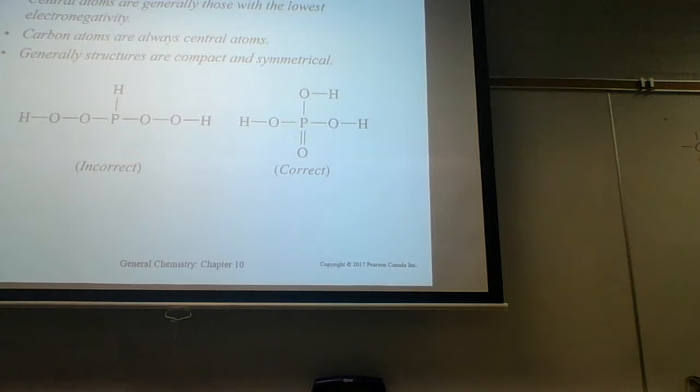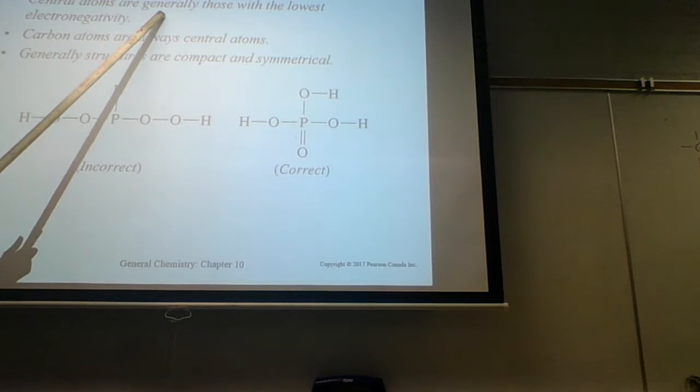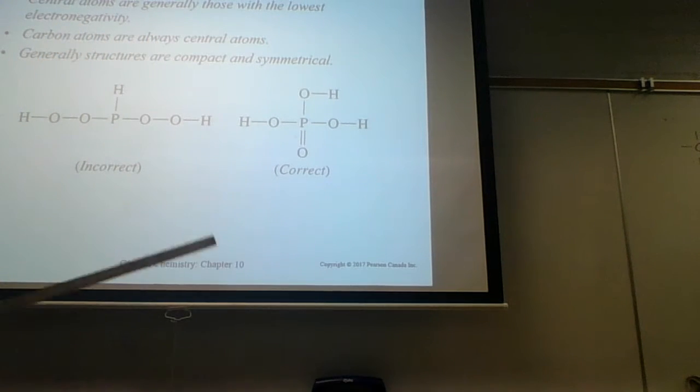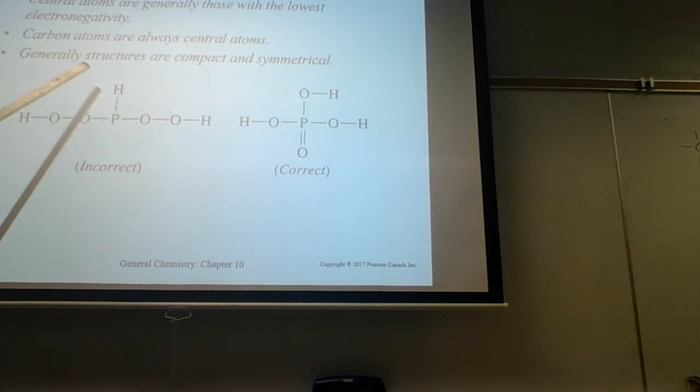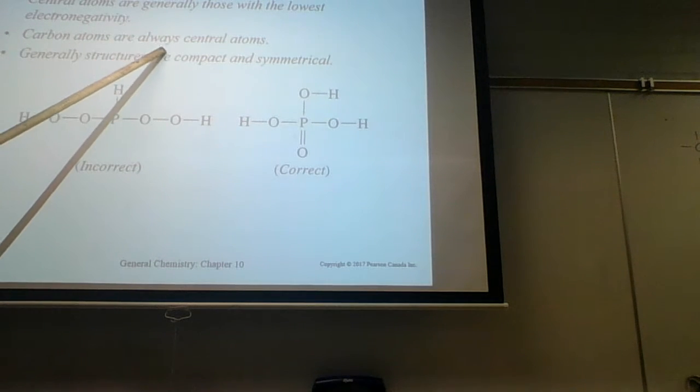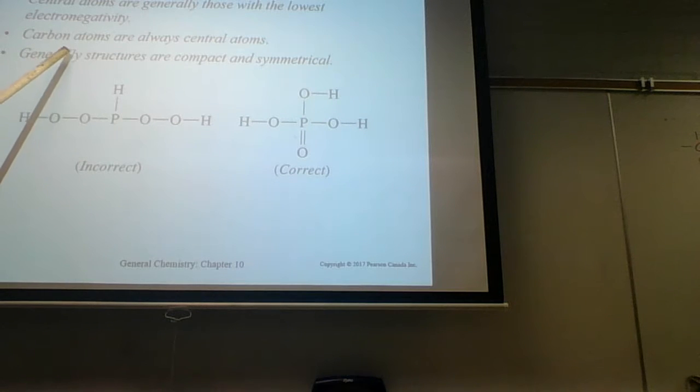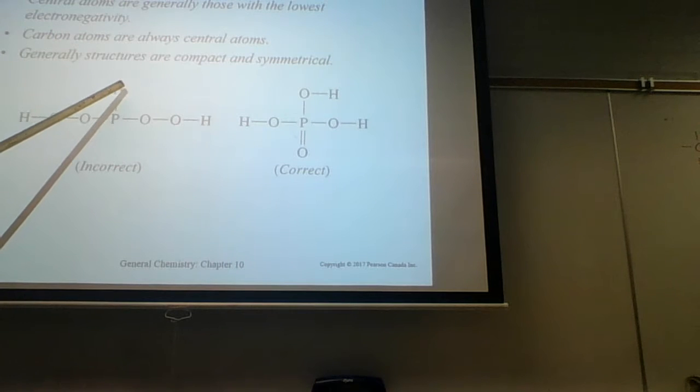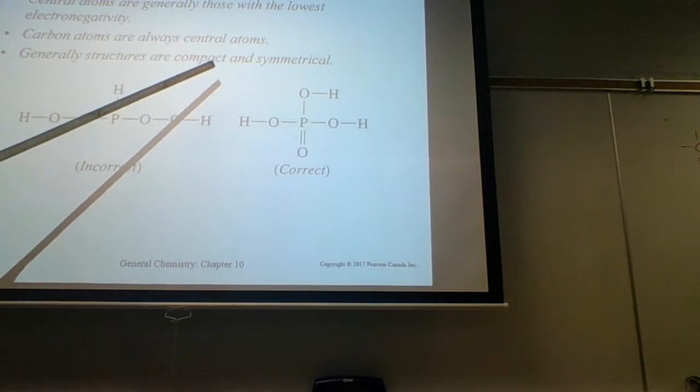Hydrogens are always terminal atoms. Central or bridging atoms are generally those with lowest electronegativity. So typically we try to put the most electronegative atoms in the terminal positions and less electronegative atoms in the central or bridging positions. Carbon atoms are always central. They don't have to be; if you only have two atoms, it could be terminal as well. Generally, the structures are compact and symmetrical.